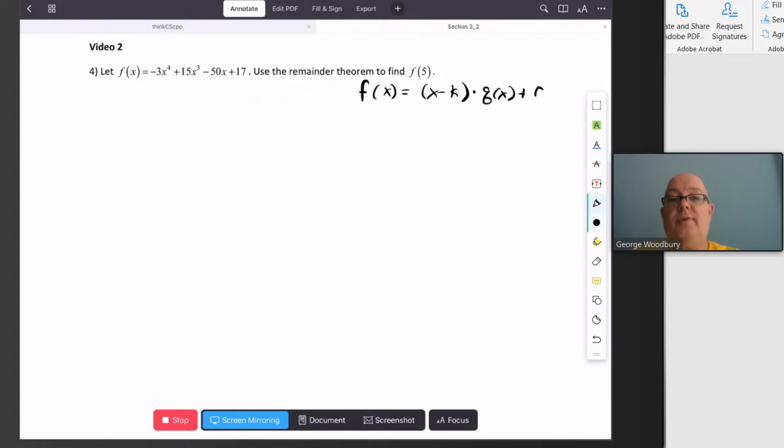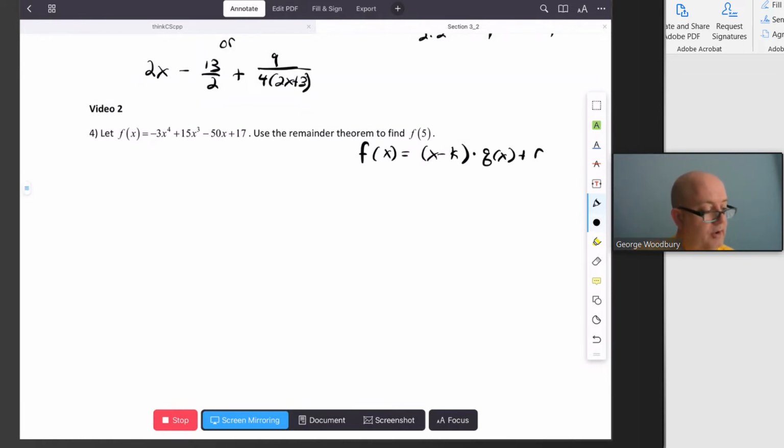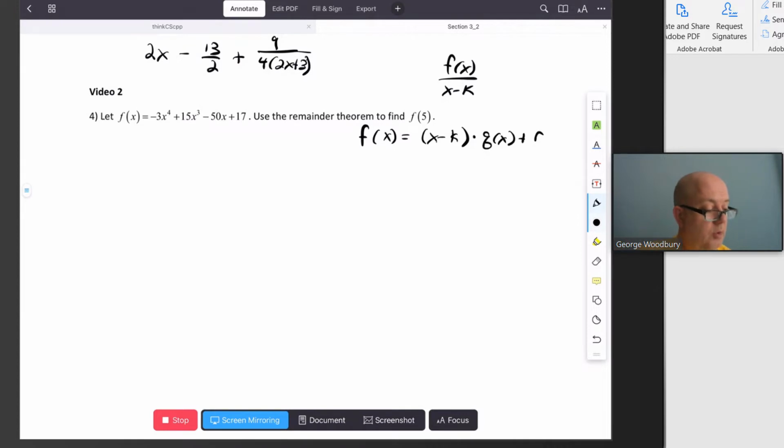So if we divide a function f of x by x minus k, and we learned how to do that with synthetic division in the last video, the result can be rewritten in this form. The function is equal to that divisor multiplied by the quotient that we found plus the remainder. This allows us to evaluate a function for a value k.